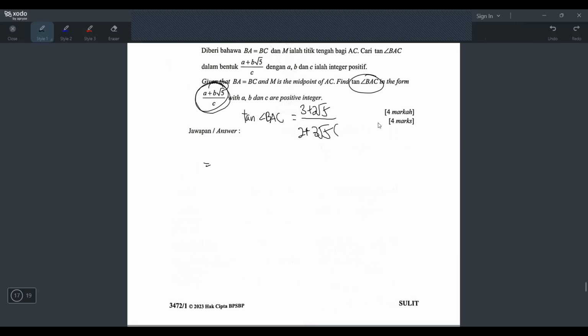So you will times with the conjugate. What is the conjugate for this? It will be 2 minus 3 square root 5. That's how you remove the square root. So if the bottom is multiplied by this, the top must also be multiplied by the same thing, right? And make sure this one you open the bracket nicely like this, right? Okay, now it's time to expand, right?